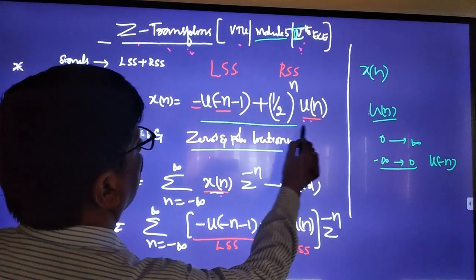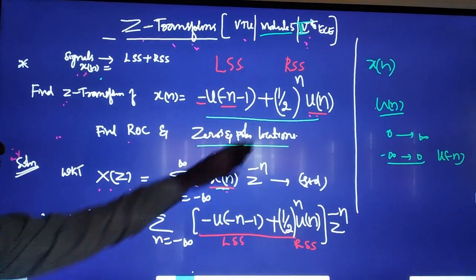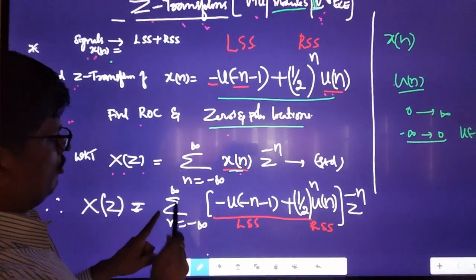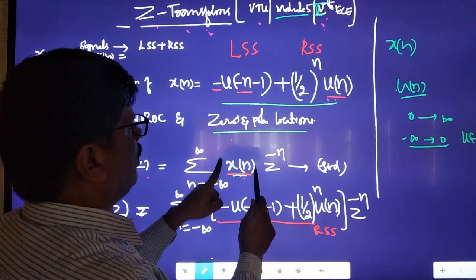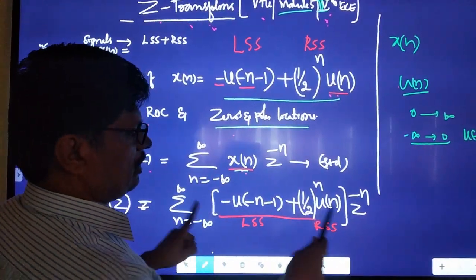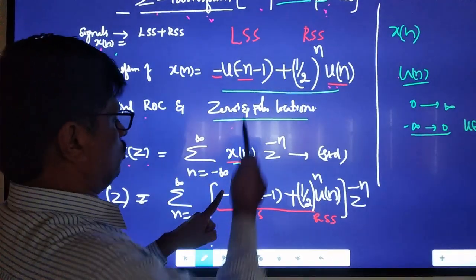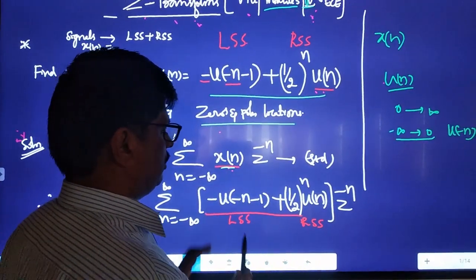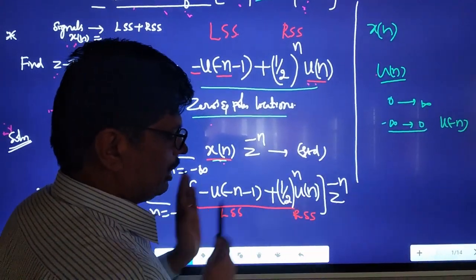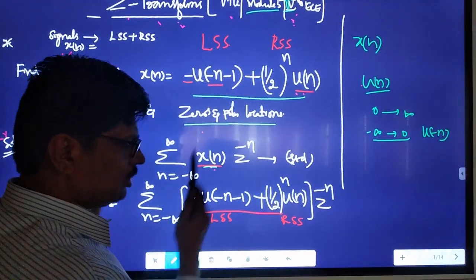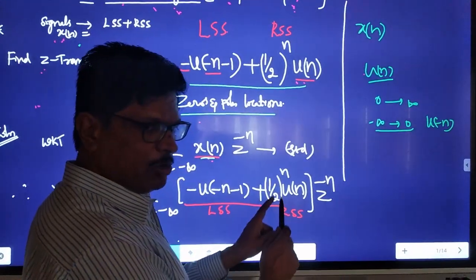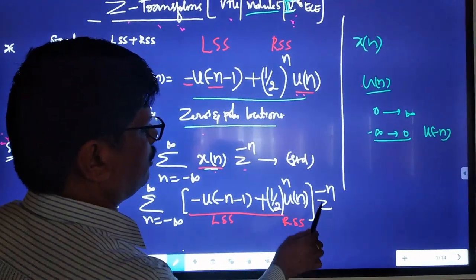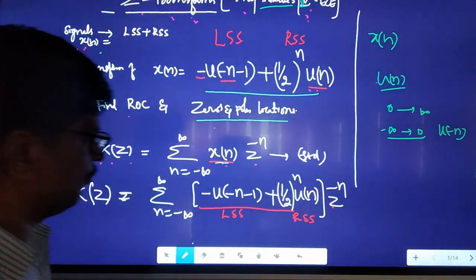Your input x of n is now a two-sided sequence, a mixture of right and left. Substitute this: X of z is equal to summation n equal to minus infinity to plus infinity of x of n, your input. Write that input: minus u of minus n minus 1, plus, this is the left-sided sequence, actually, in fact, minus 1 to minus infinity, plus 1 by 2 to the power n into u of n, the right-sided sequence. This input into z power minus n.